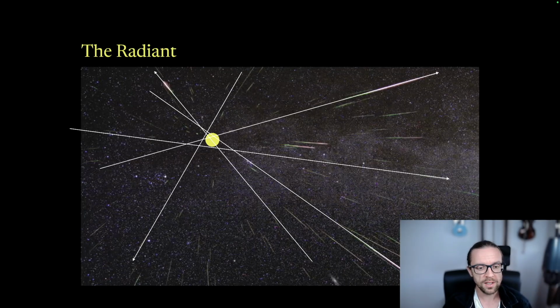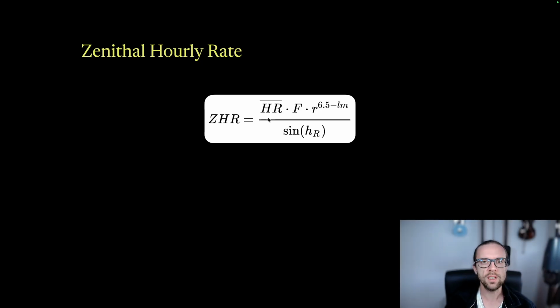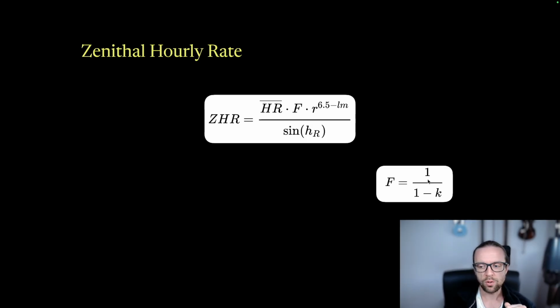So for example, in this case, if the radiant is at the zenith, then this factor is 1. Perfect, no correction factor. But if the radiant is only 60 degrees above the horizon, which is also a lot, then the sine of 60 degrees is about 0.87 in reality, but here taken as 0.5, 50%, which means that the zenithal hourly rate of 120 is already dropping to 60, just because the radiant is at 60 degrees.